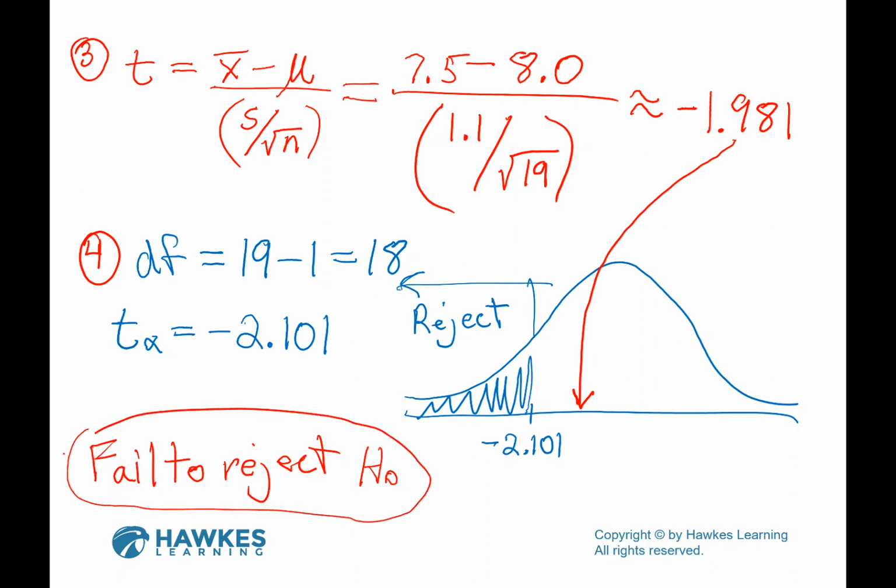Failed to reject the null hypothesis. If our number had been like negative 2.5 something, it would have been on the other side of our critical value. So it would have been in the rejection region, so we would have rejected the null hypothesis.